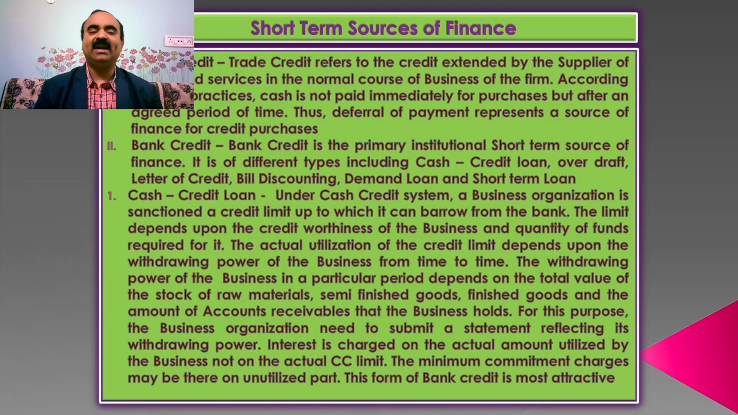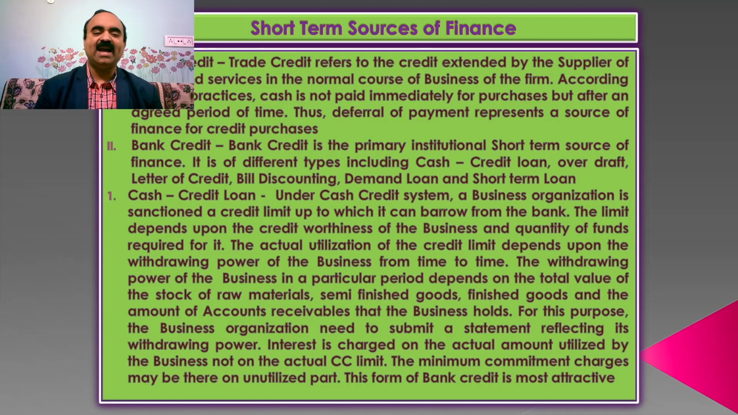2. Bank credit. Bank credit is the primary institutional short-term source of finance. It is of different types, including cash credit loan, overdraft, letter of credit, bill discounting, demand loan, and short-term loan. Let us deal with different types of bank credit in detail.